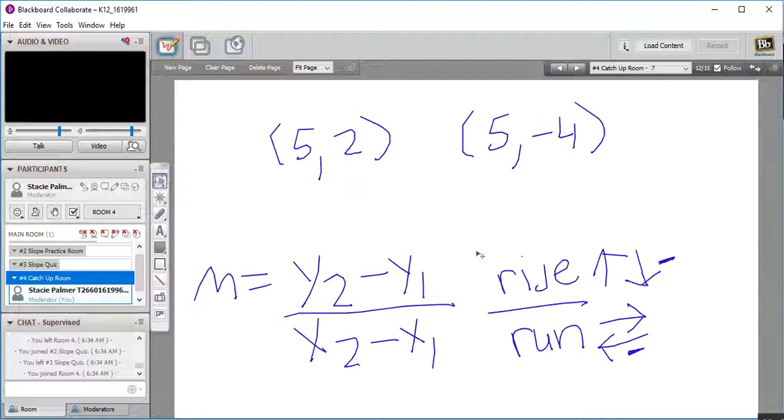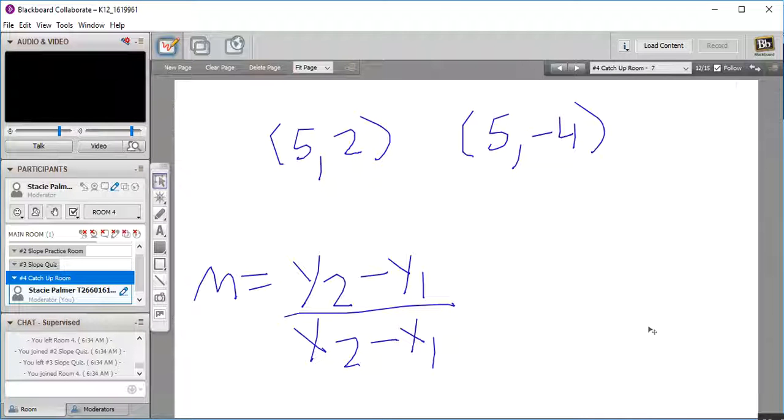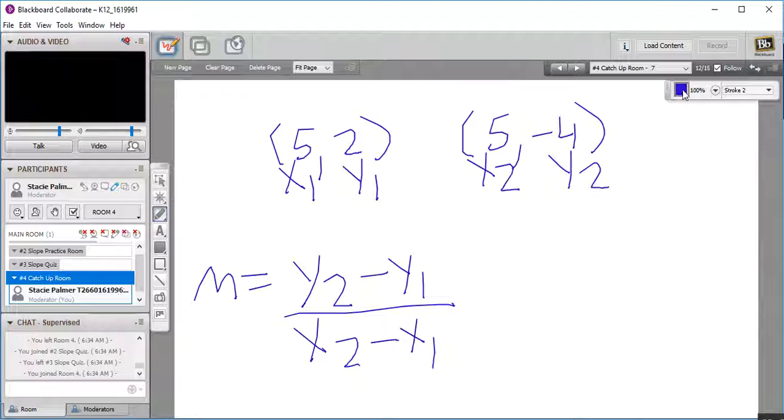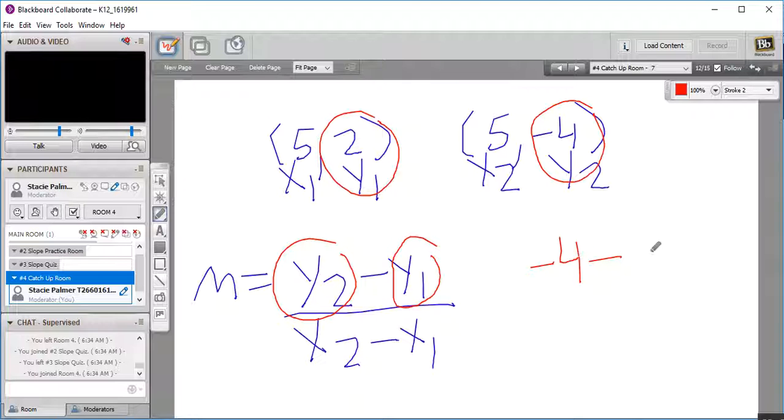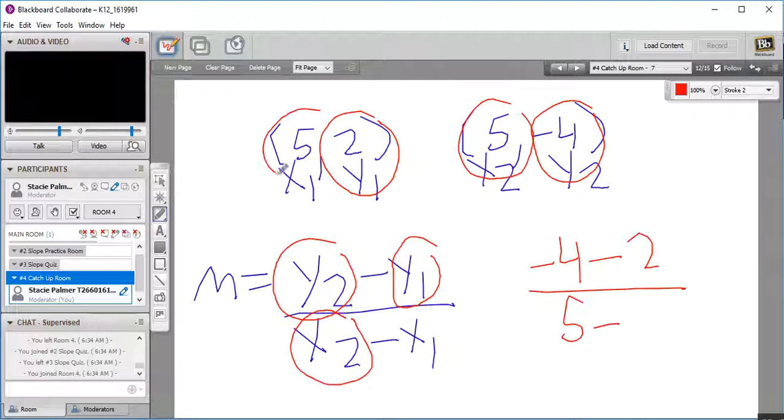So to find the slope of the line that passes through these 2 points, we are going to first label the points. This is the x of the first point, the y of the first point. This is the x of the second point, the y of the second point. So now we just plug in what we know into this formula that always stays the same. So the y of the second point right here is -4 minus the y of our first point, which is going to be 2, over the x of our second point, which is 5, minus the x of our first point, which is also 5.